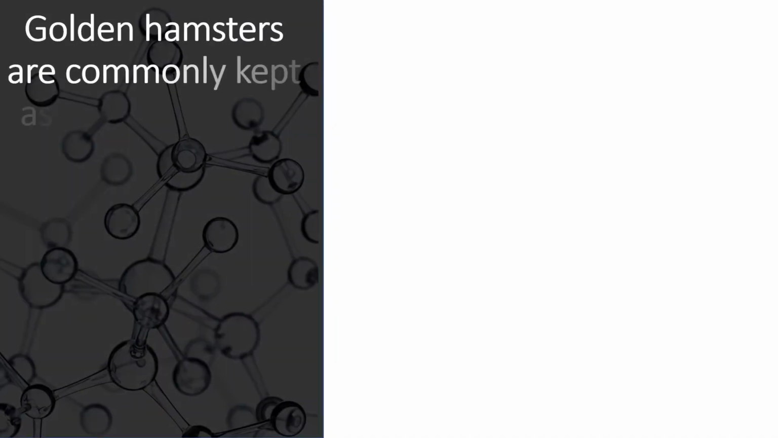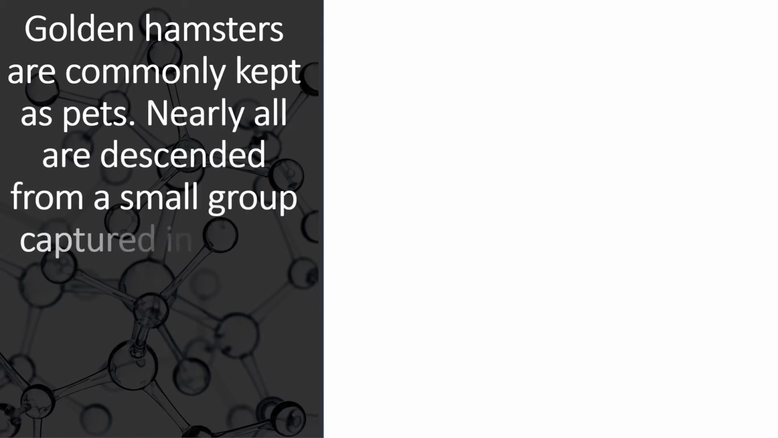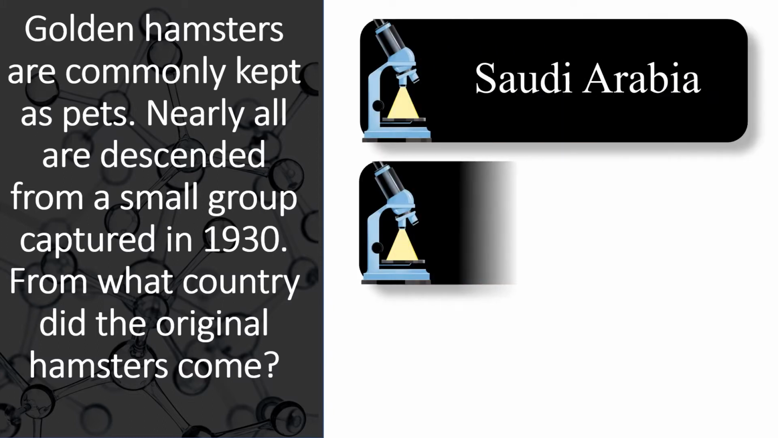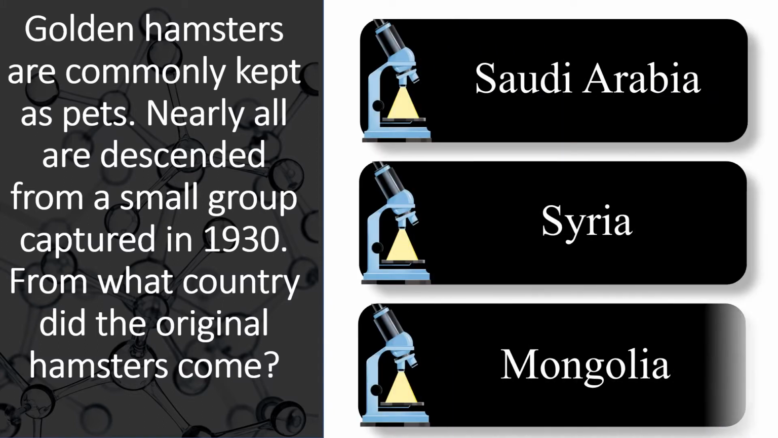Golden hamsters are commonly kept as pets. Nearly all are descended from a small group captured in 1930. From what country did the original hamsters come? Is it Saudi Arabia, Syria, or Mongolia?